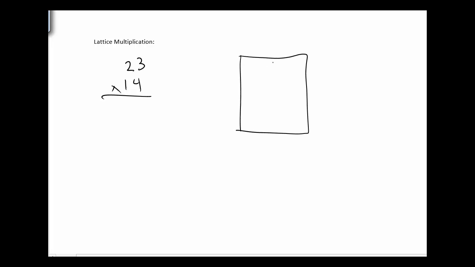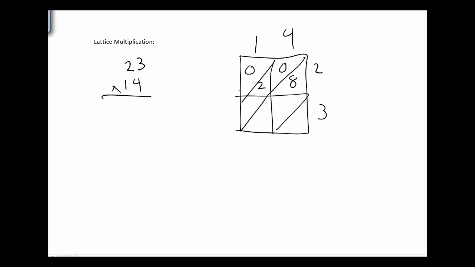Okay, in the lattice method, let's look at that same 23 times 14 problem. I'm going to make a box, and I'm going to put 1, 4, and 2 and 3 there, and then each box I'm going to split in half. Okay, and then I'm just going to multiply like I see. So 4 times 2 is 8. 1 times 2 is 2. 4 times 3 is 12. And 3 times 1 is 3.